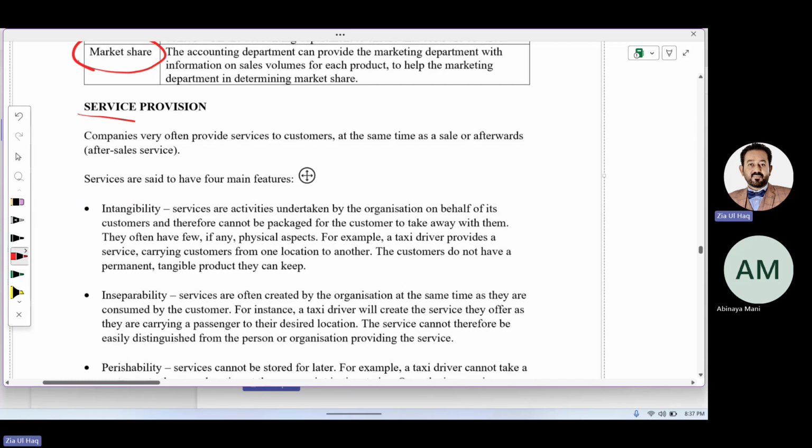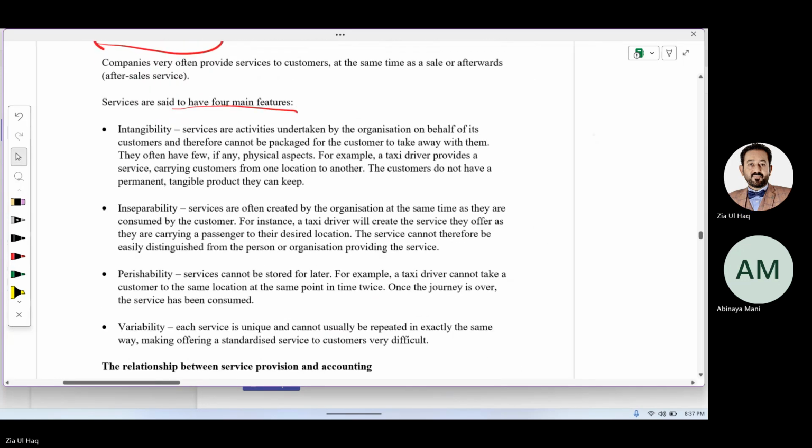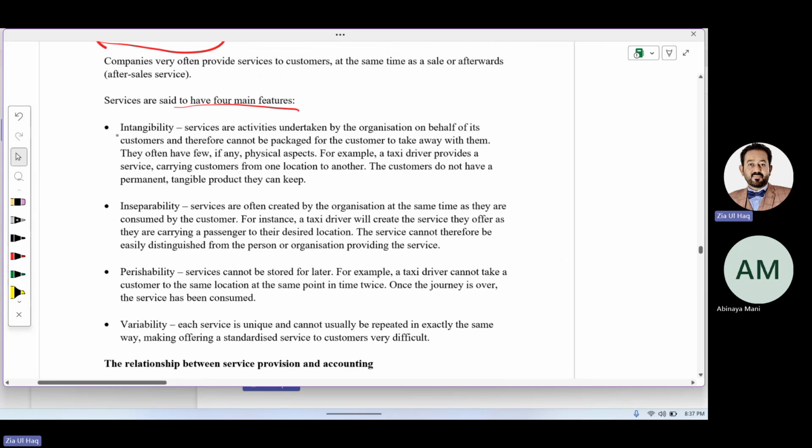Different departments provide services as well. If an organization is not producing goods, it is providing services. What are the main features of services? Services are intangibility. Intangibility means cannot be touched, cannot be seen. Services are inseparability, meaning cannot be separated from the person who is providing the services.